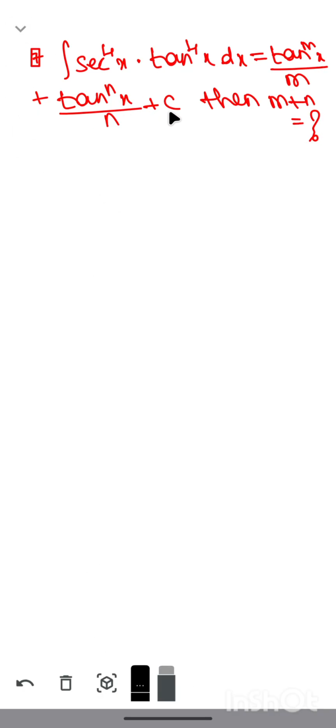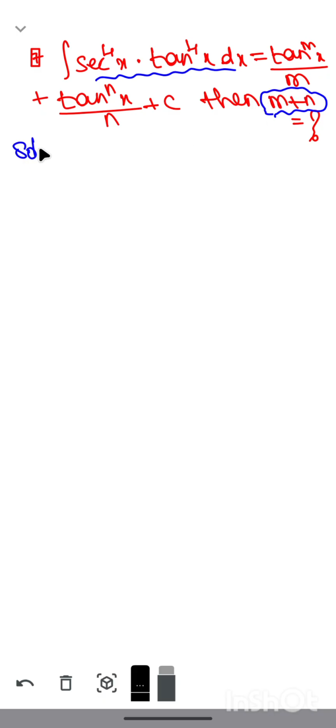So here also they have given the question, and for the given question, a partial answer is also given. That means when we find the integral of LHS, our answer will be in the form of tan power m x whole divided by m plus tan power nx whole divided by n plus c. So in place of m and n, we will have some numerical values. When we add those two values, what will be the answer? That is what they are asking.